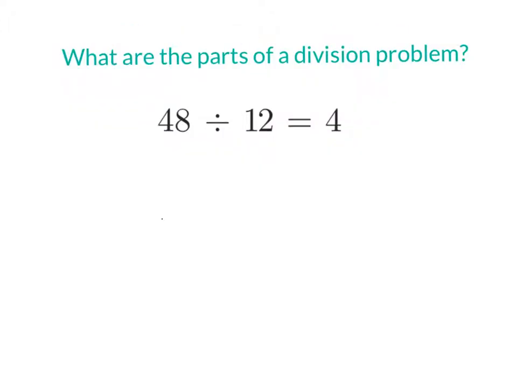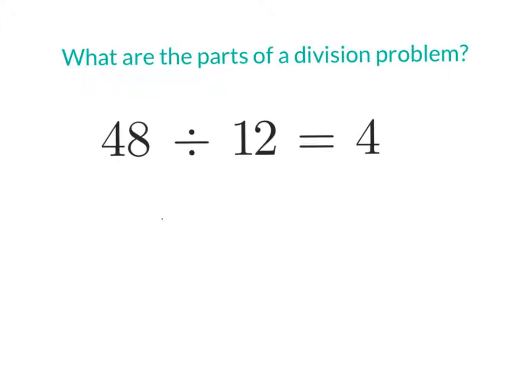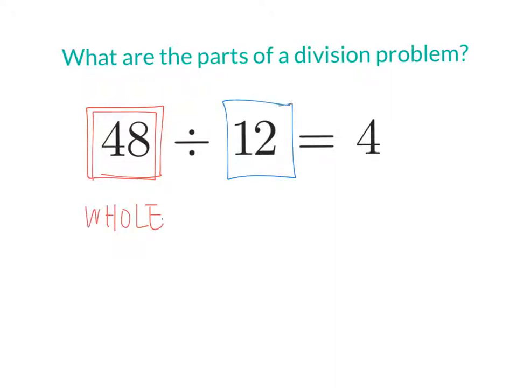Just to remind us one more time, I know we talked about this on Monday, but let's just write down one more time so there's no doubt in our minds the different parts of a division problem. The first number in the division problem is called the whole. The second number in the division problem is called the divisor. And then the answer is called the quotient.